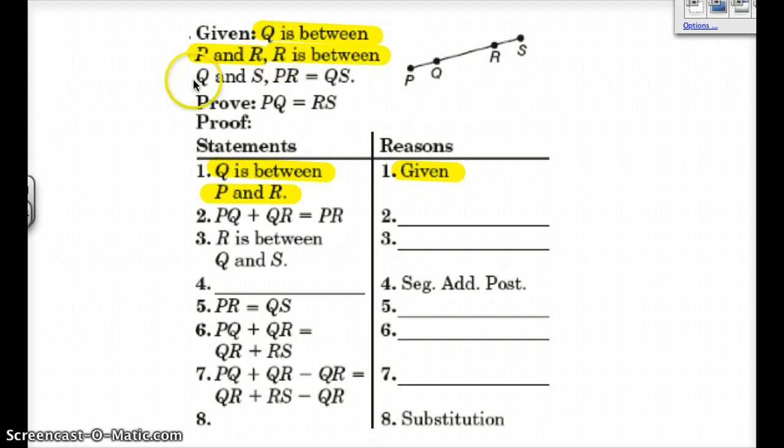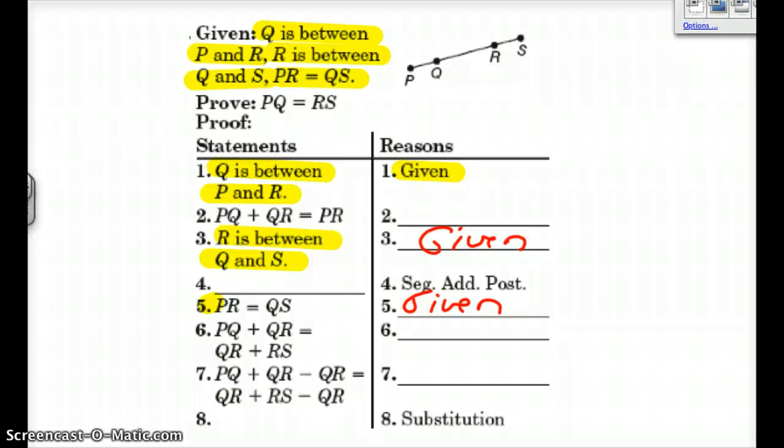R is between Q and S is written in number 3. So that came from the given. Then I have PR equals QS, and that's in the number 5 spot. So that is going to be the given. Do you guys see here? I like to put all of my givens on the top, and that's the way I'll do it all the time. This example, they've scattered them throughout, so just be cautious on that.